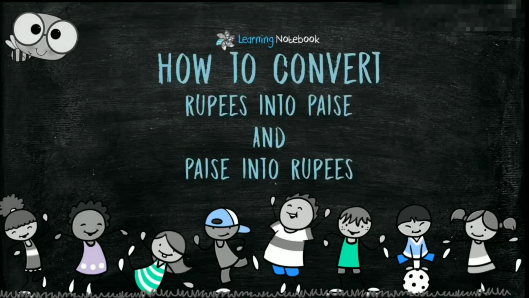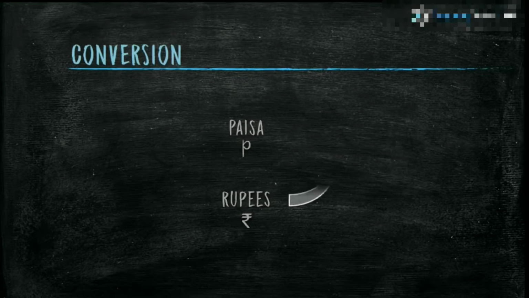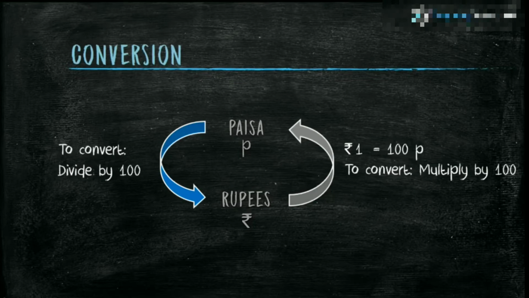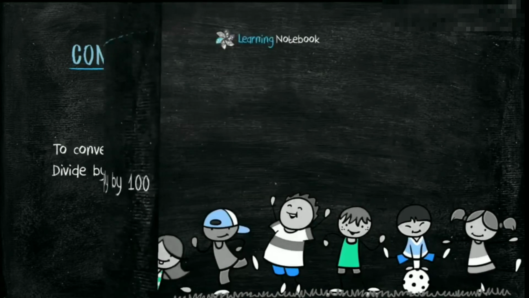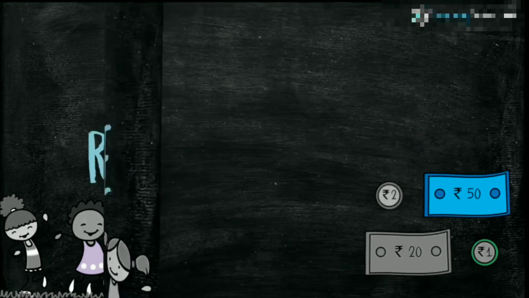Now let's see how to convert rupees into paise and paise into rupees. As we all know, Indian currency is rupees and paise, and 1 rupee equals 100 paise. So to convert rupees into paise, multiply by 100, and to convert paise into rupees, divide by 100. Now let's do an exercise based on how to convert rupees into paise.